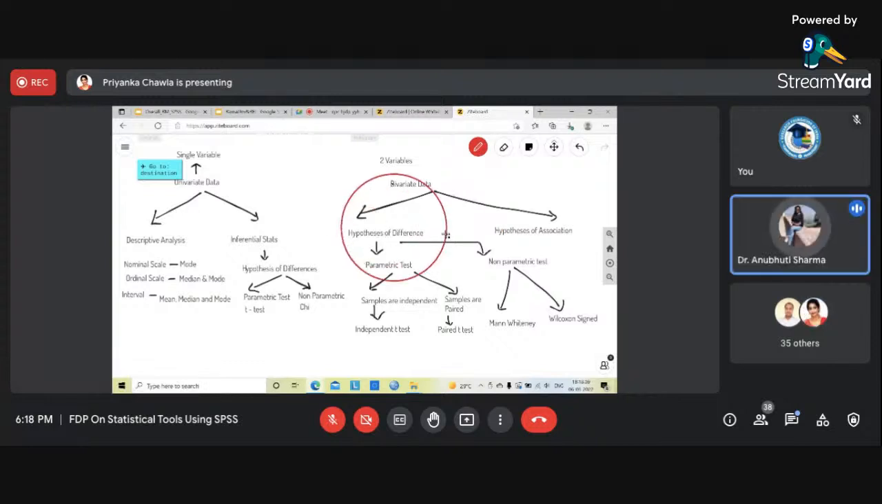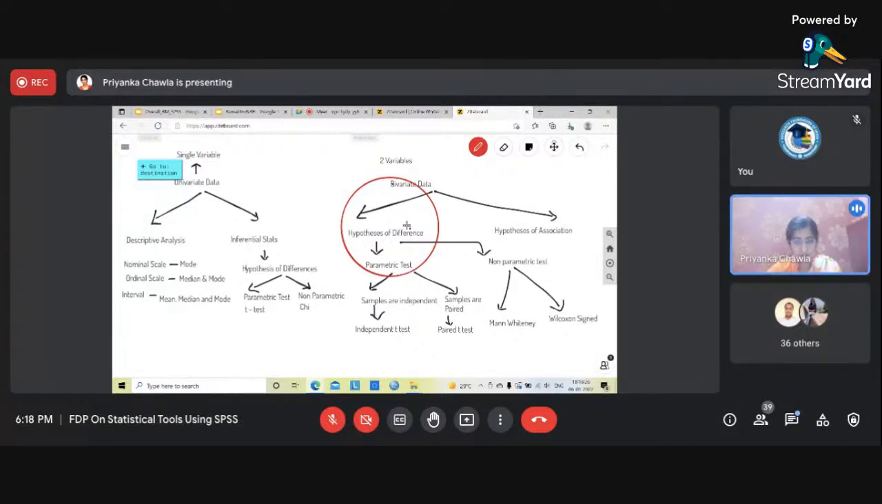Ma'am, could you explain this again? Wilcoxon, when do we use it? I'll explain this, but just let me explain this chart.